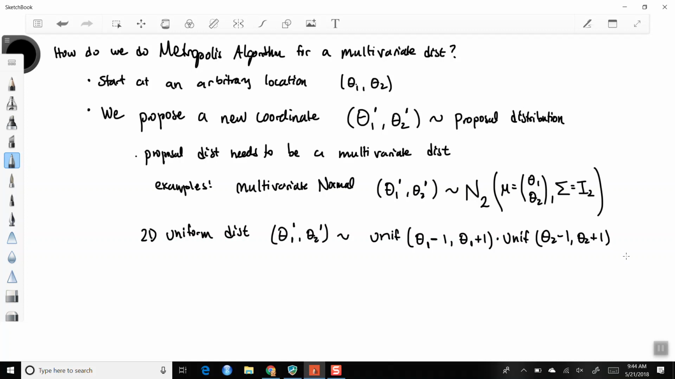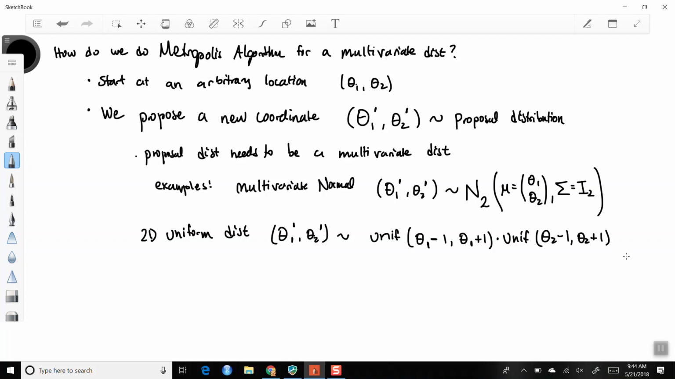Okay. So you center at your current location, theta 1, theta 2, and then you say, all right, I'm going to draw a square with sides of length 2, or maybe smaller or bigger sides. And we're going to just randomly pick a point inside this square. Okay. And then I'm sure you can think of other proposal distributions. These are just simple examples, right?